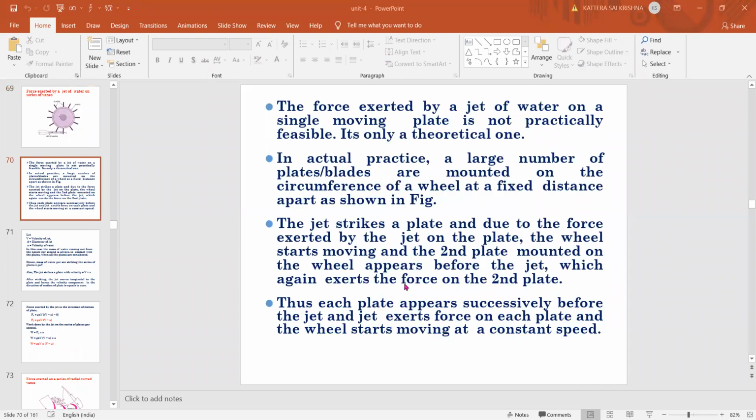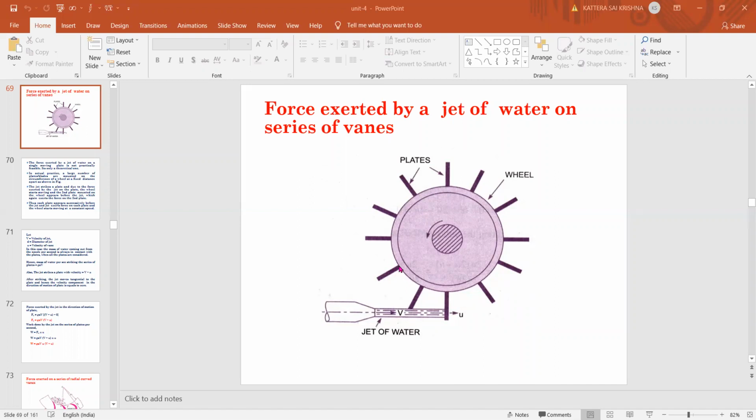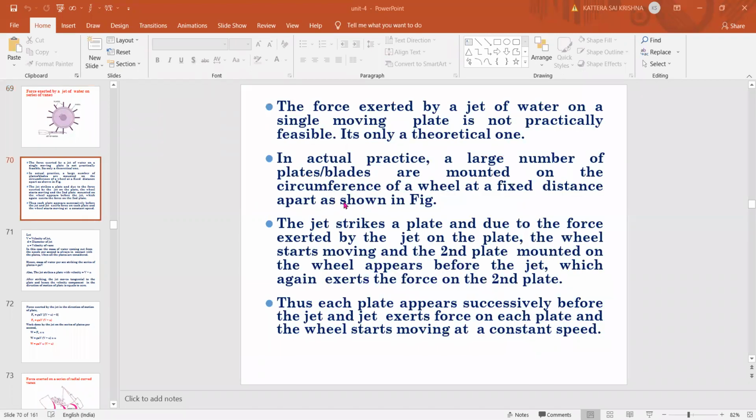So the force exerted by a jet on a single blade is not practical. Till the last classes, whatever we have seen was just for single blades. In practice, we cannot see any single blades. It will be a combination of blades, nothing but a series of vanes. So from here the main topic will start, that is pumps as well as turbines. In this unit, we are going to learn about turbines. So the basics are this one: force exerted by a jet of water on a series of vanes.